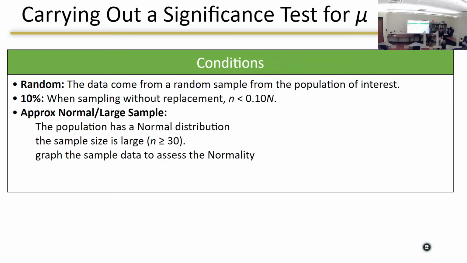Are you okay with the conditions? These conditions are the same throughout the entire semester. The one that changes is the large counts. For proportions it's n times p hat, n times p hat 1, there's a bunch of those. Here it's just 30. You're lucky. They're the same for means no matter what. Okay? All right, no pencils, you're good.